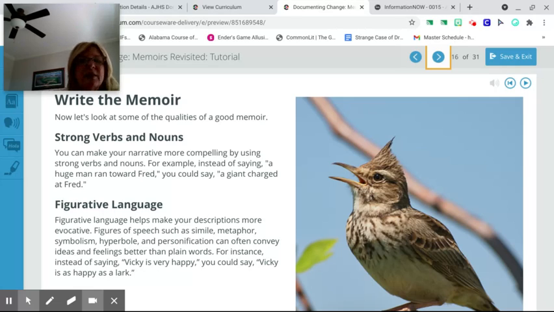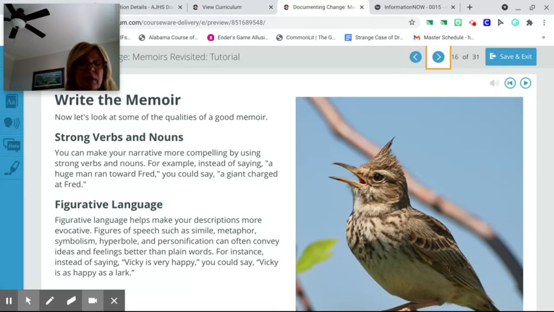Notice when you look at this slide, when it tells you to write the memoir, it's talking about strong verbs and nouns, and it's talking about figurative language. So the first one you want to think about is strong verbs and strong nouns. Instead of saying a huge man ran toward Fred, that's just a random example of weak nouns. And when we mean weak, we mean vague. They're not specific. You could say a giant charged at Fred. Do you see the difference when you use a strong noun like giant and a strong verb like charged?